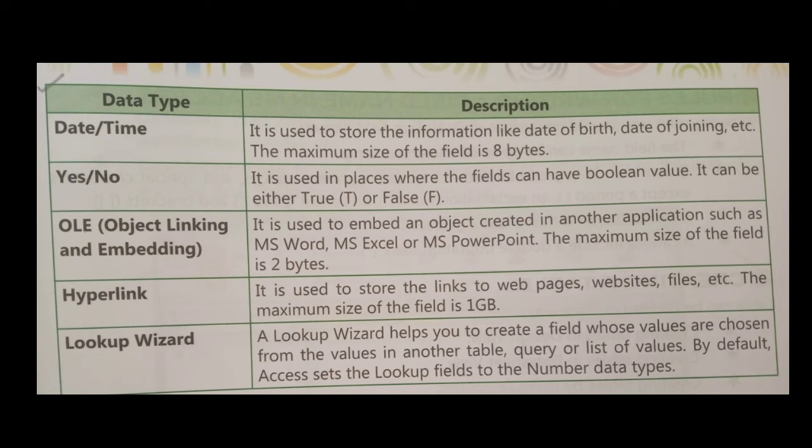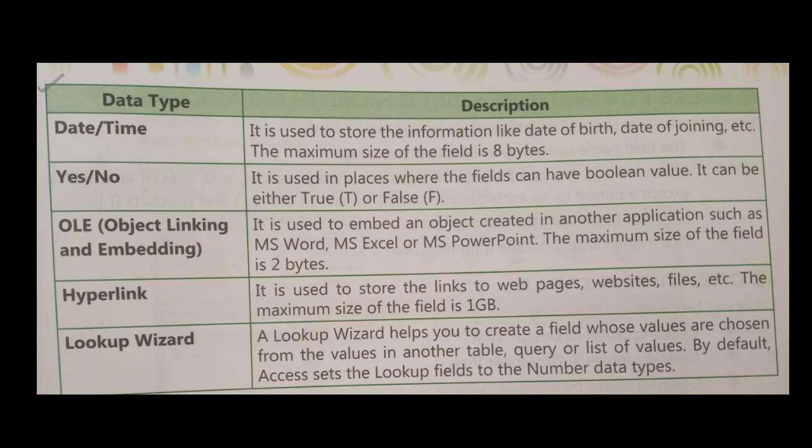Next one is hyperlink. It is used to store the link to web pages, websites, files. The maximum size of field is 1 GB. Next one is lookup wizard. A lookup wizard helps to create a field whose values are chosen from the values in another table, query or list of values. By default, Access sets the lookup fields to the number data types.